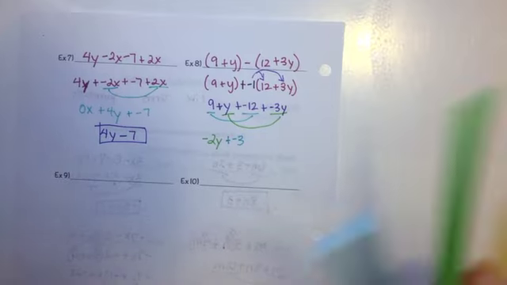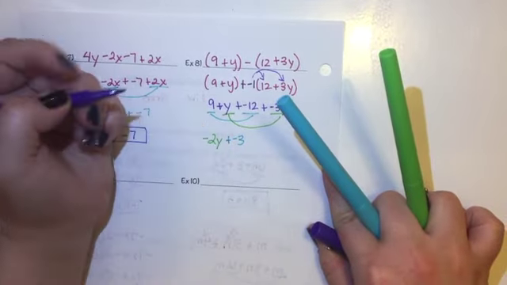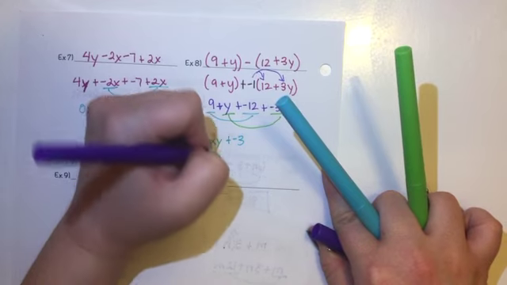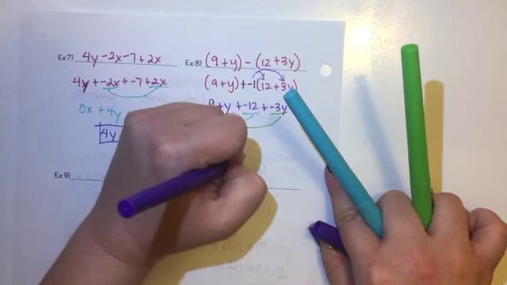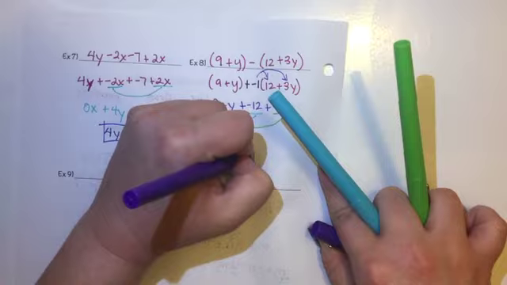And we can go ahead and rewrite this by getting rid of the adding the opposite. So we can rewrite it as -2y minus 3 is our final solution.